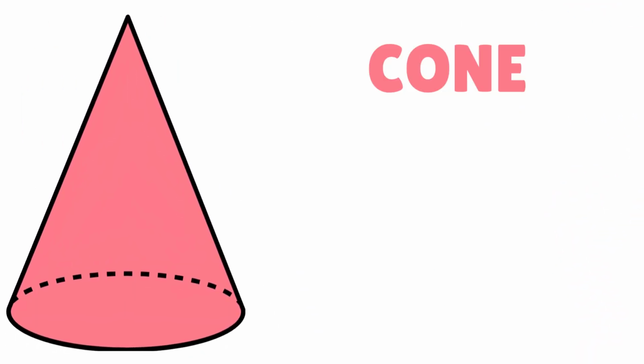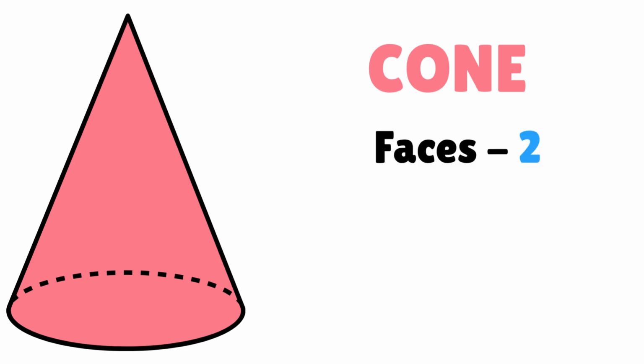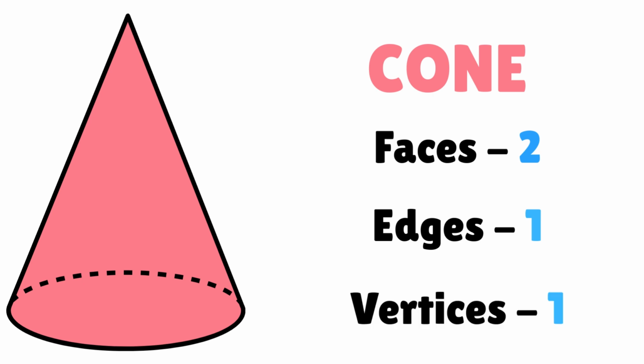Hi, I'm a cone. I have a pointy top and a round bottom. I have 2 faces, 1 circular and 1 curved. I also have 1 circular edge and 1 vertex.